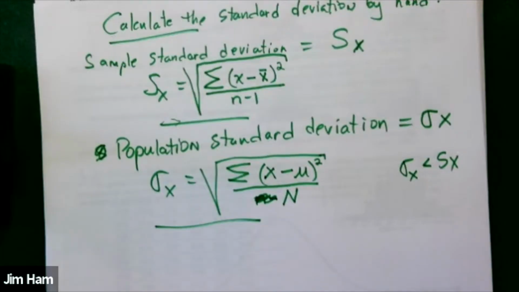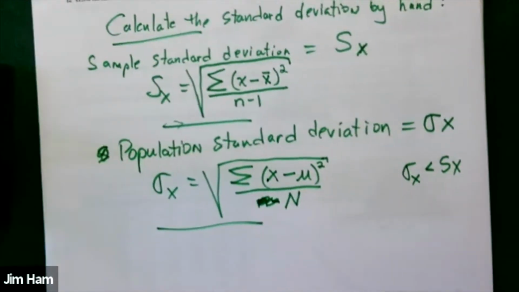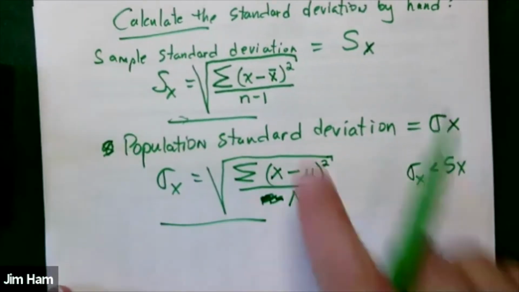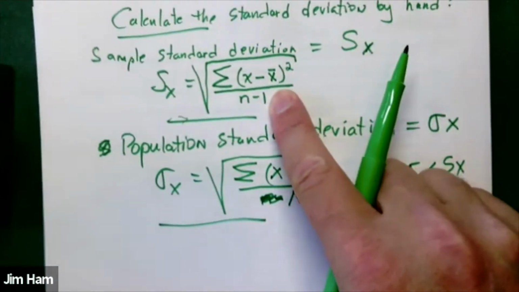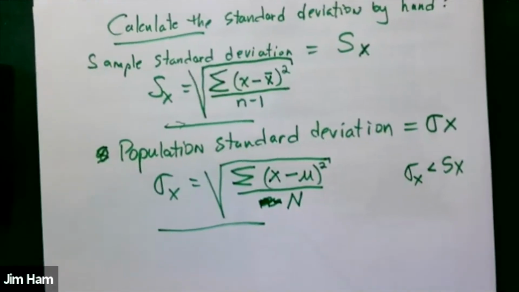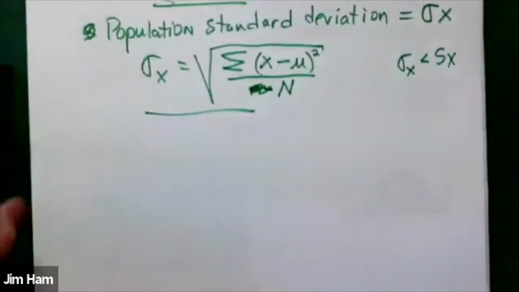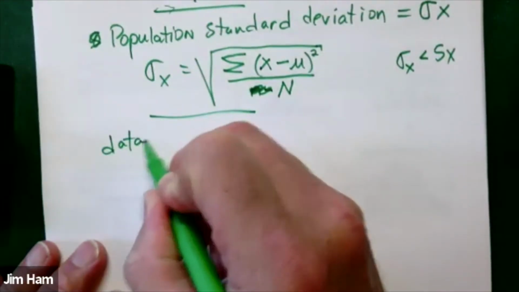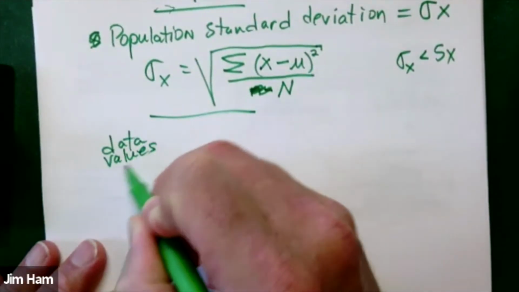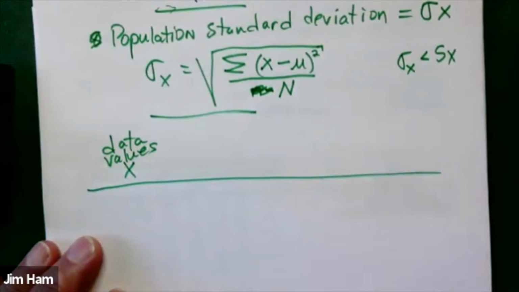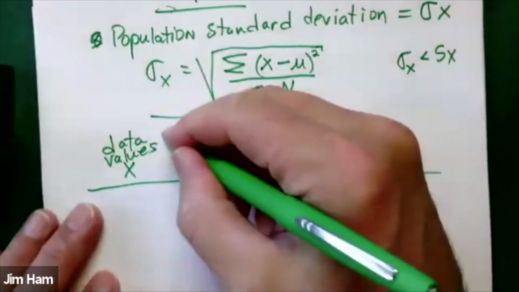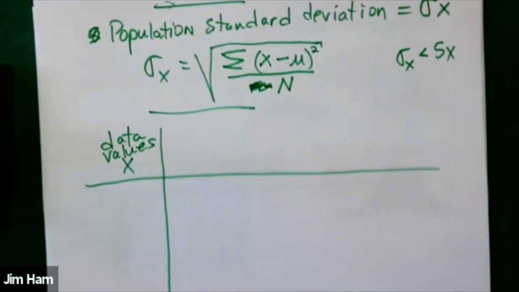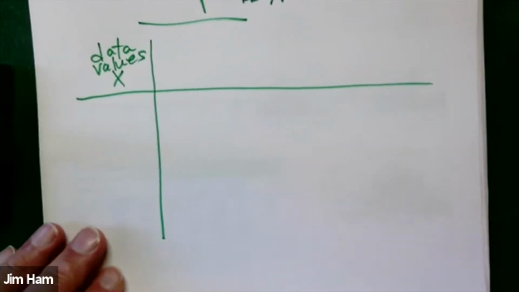All right, now let's just do the hard work of calculating the standard deviation. This is the formula that we'll use. If you wanted the population standard deviation, you'd have to do it in a different way. So the first thing we want are the data values, and in our formula, we call those the x's. And we need a column or a row for every data value.